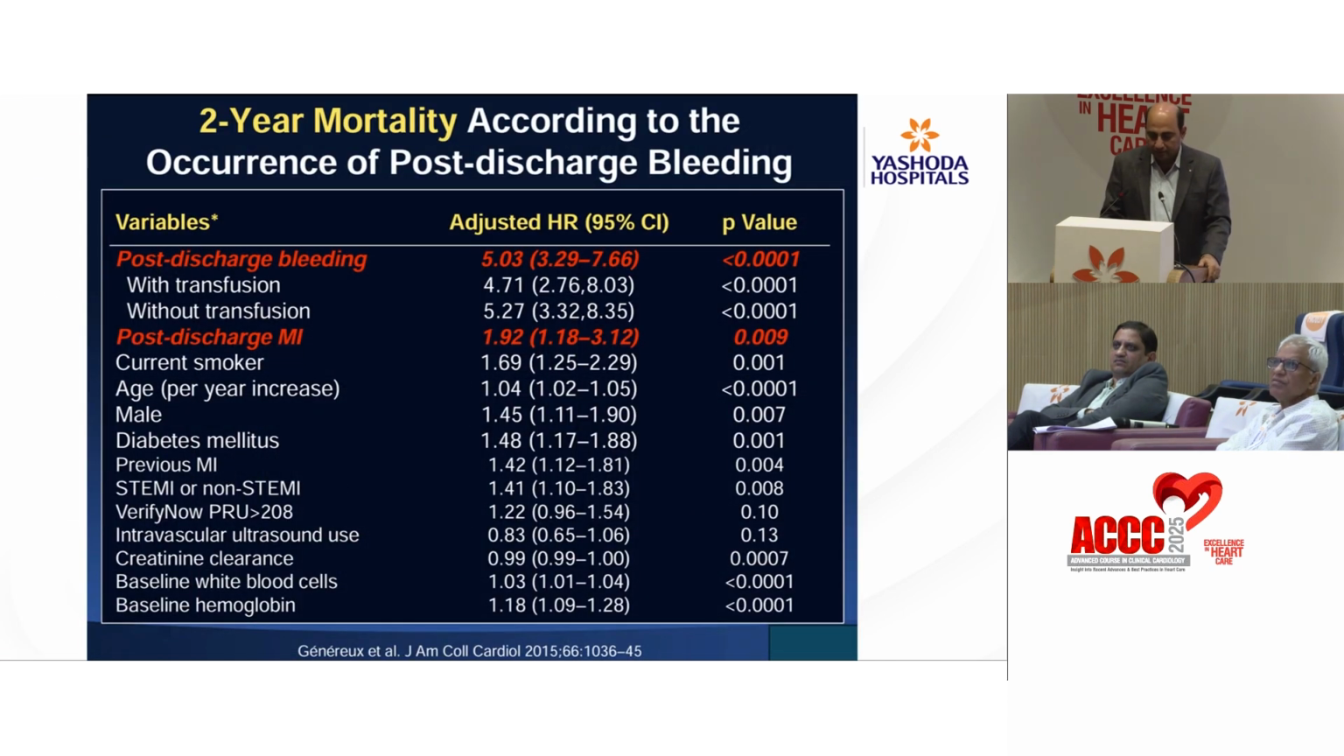2-year mortality according to the bleeding. If the patient has developed a post-discharge bleeding with transfusion, the mortality is almost 5.03 compared to post-discharge MI. So if a patient has an ischemic event after a PCI, then the mortality is relatively less compared to a bleeding episode if he develops after doing a PCI.